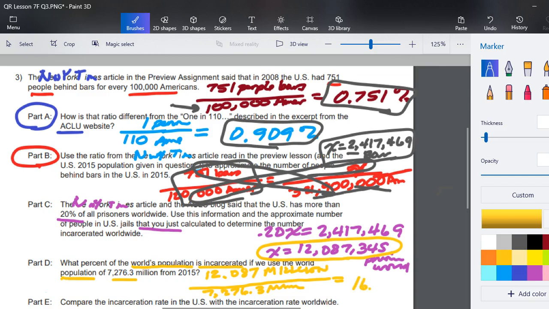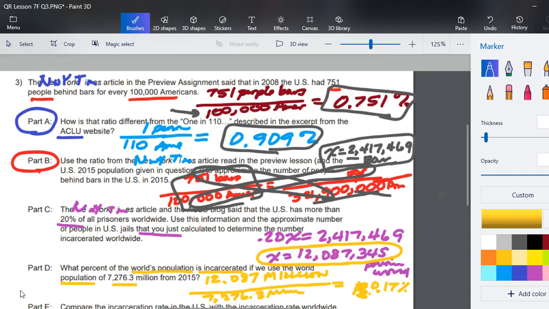Wait, let me do that one more time. 12.087 divided by 7,276.3 equals, and when I multiply by 100, I'm getting not 16, I'm getting 0.17%. That's not a whole lot.